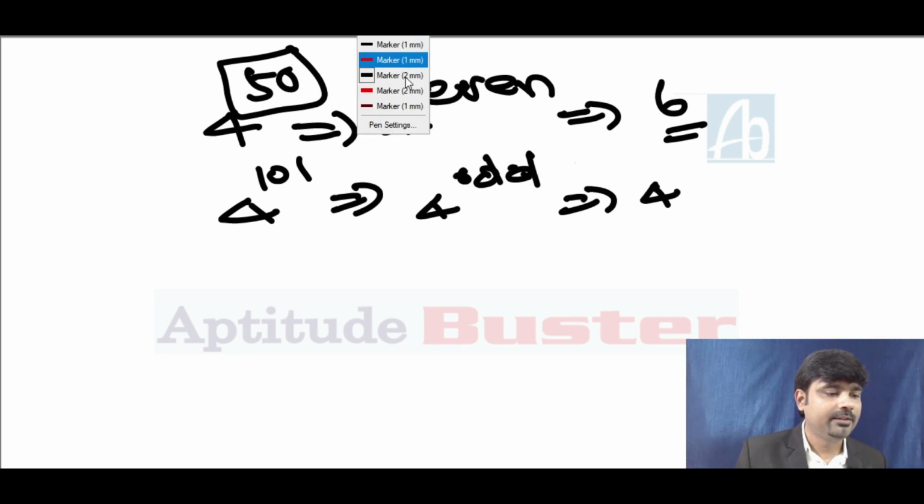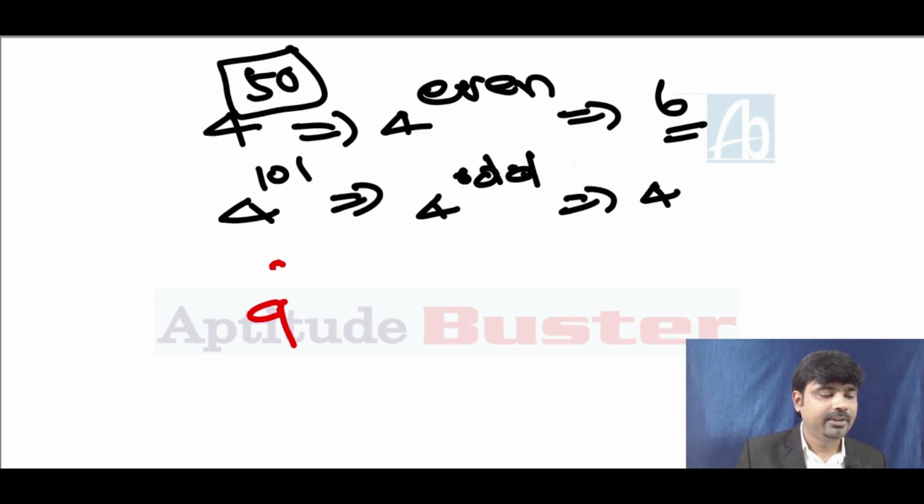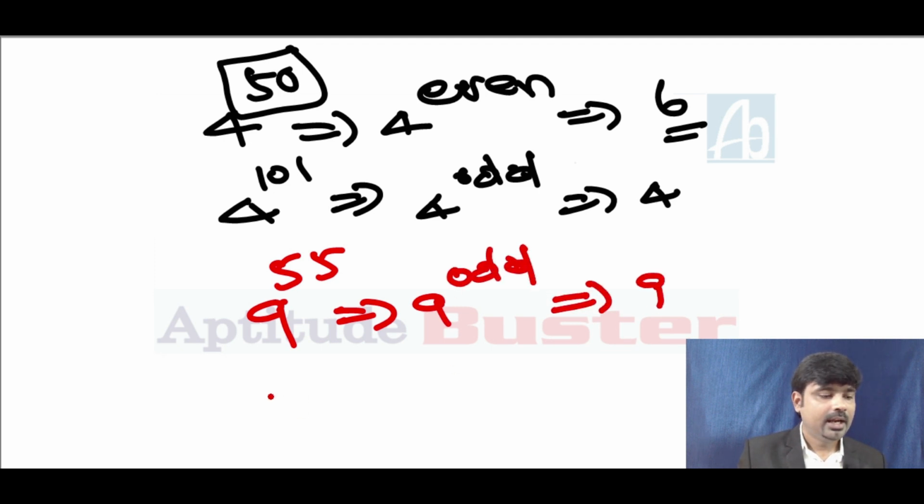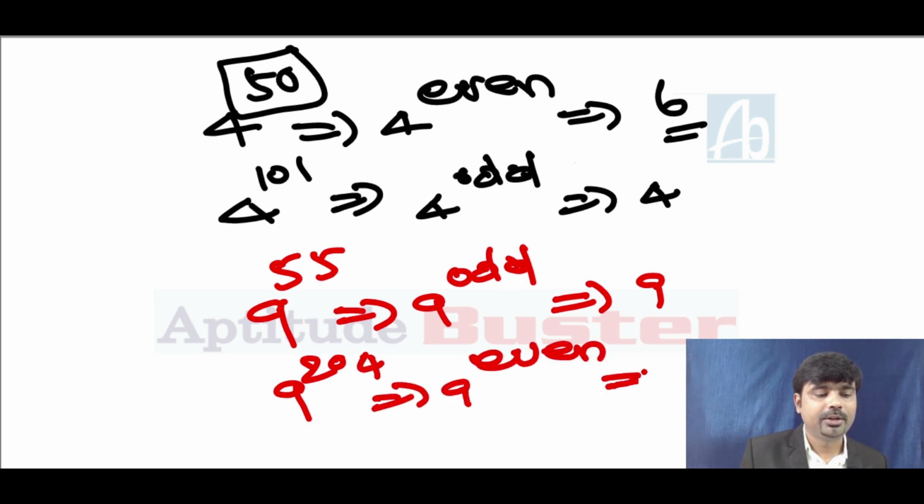One more example I'll give you with 9. 9 power 55, 9 power odd, the unit space will be the same, 9. 9 power 204, 9 power even number, the unit space is 1. Have you understood? Now 3 power 50.